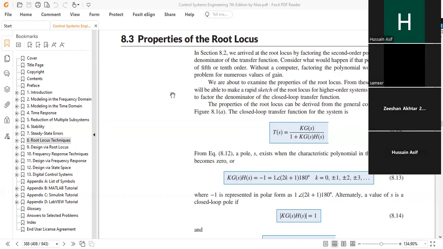Okay, so is the screen visible to all? Where's Akib? We have only 15 participants, including me, in the meeting right now.